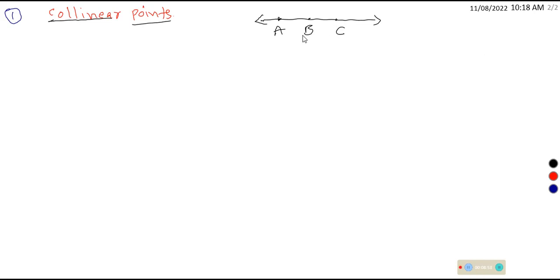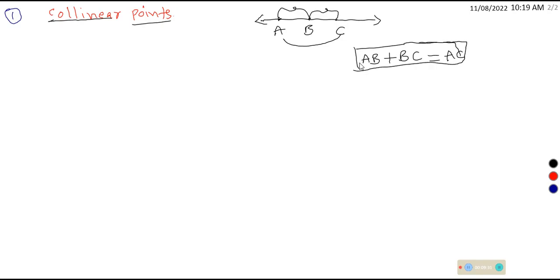Now see, here we have a condition to prove that given 3 points are collinear points. What is that condition? If we take the distance from here to here, that will be AB, and from here to here, this will become BC. Now this AB plus BC will be equal to what? A to C, AC. So if this condition is satisfied by the given points, then the 3 points are called collinear points.